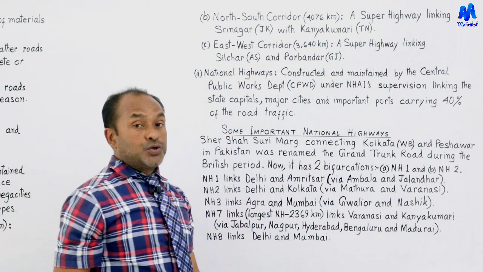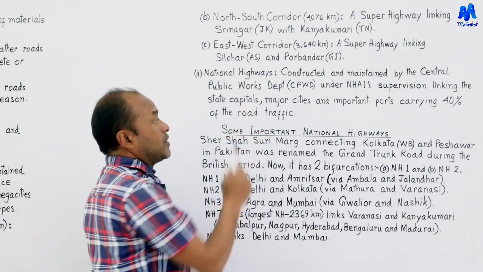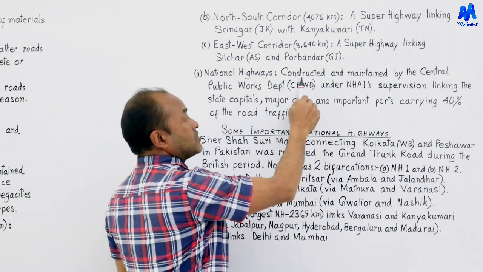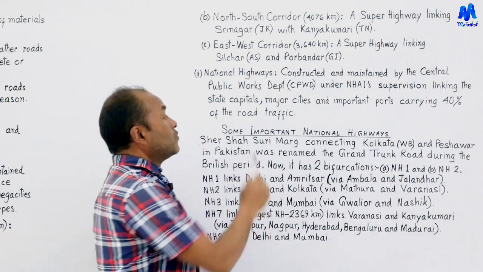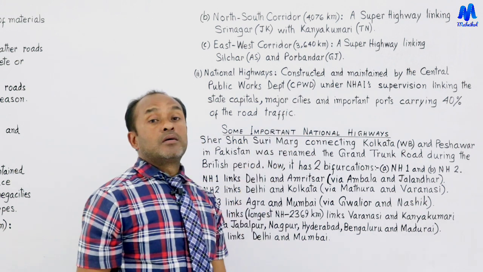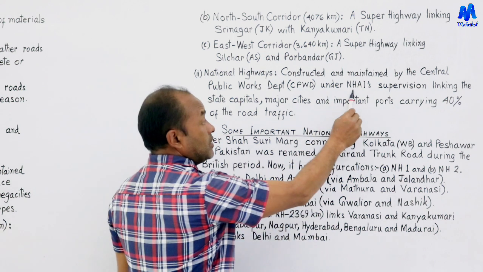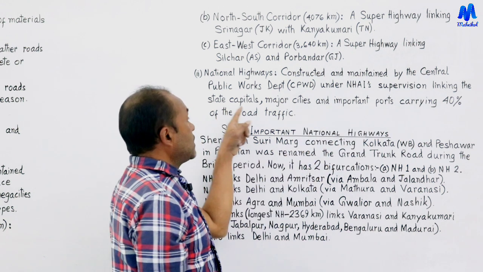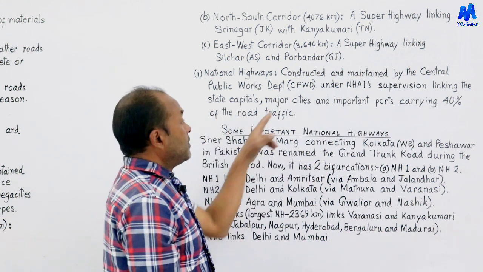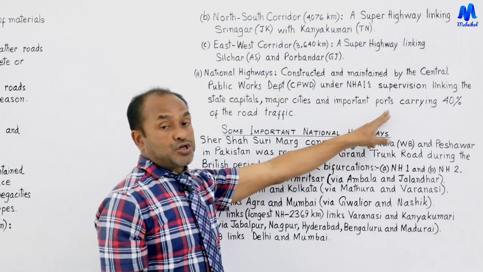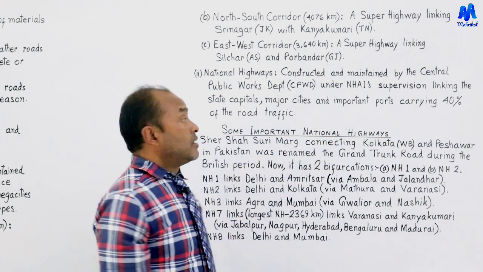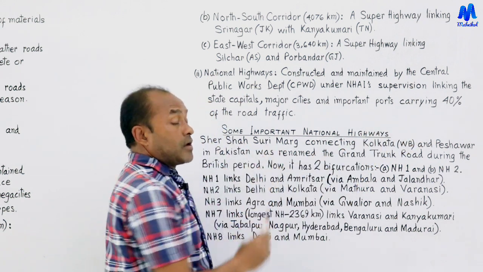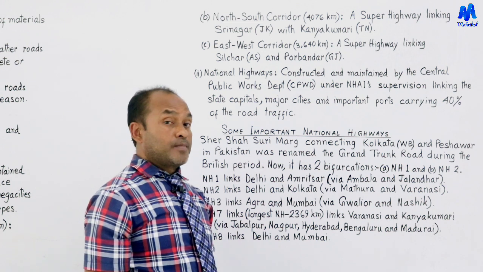And in Roman number 2, we are going to discuss the national highways. These types of roads are constructed and maintained by the Central Public Works Department, or the central government, under the National Highway Authority of India's supervision, linking the state capitals, major cities and important ports of India. And this national highway carries 40% of the road traffic in India. We have to remember this much, okay?